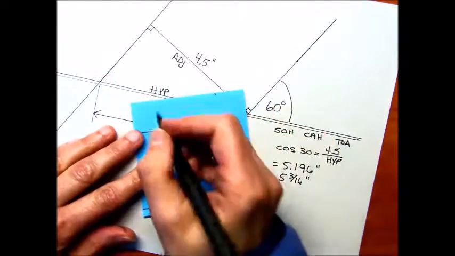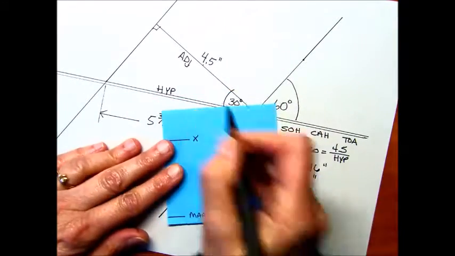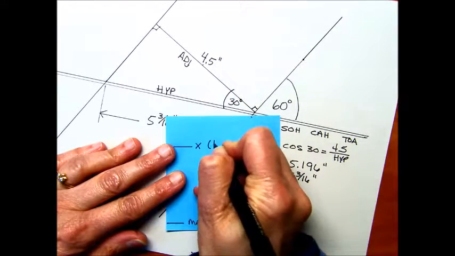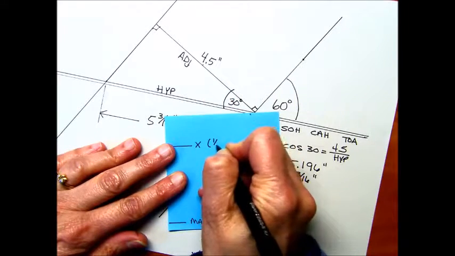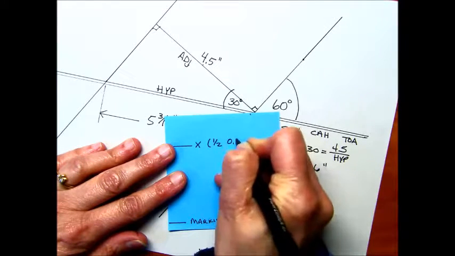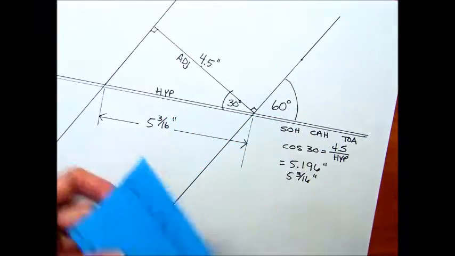And I'll talk about X in just a minute. If you want to put 2 1/4, that is going to be half the tube diameter, or half the outside diameter. Put half OD for outside diameter. That might make more sense.